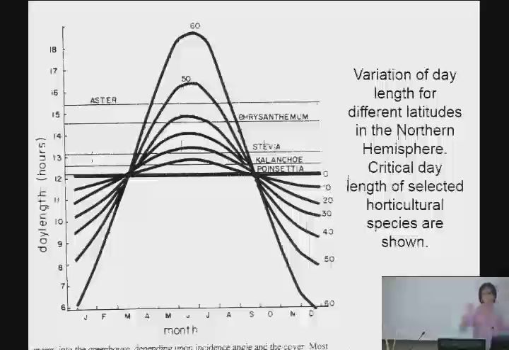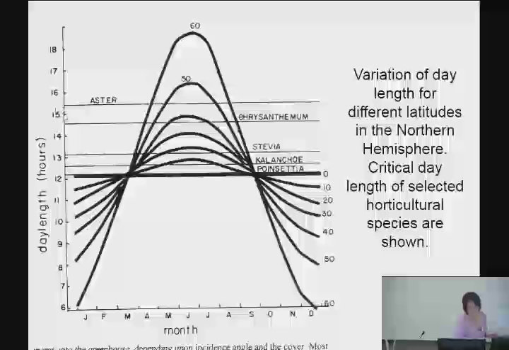So this one is all short day plants response, and the horizontal bar is the critical photoperiod of different species: aster, chrysanthemum, stevia, kalanchoe, poinsettia. So the poinsettia's critical photoperiod, this is a short day plant, is 12 hours 15 minutes or so. Kalanchoe is 12 hours and 30 minutes. The long one is aster, 15 and a half hours. So it depends on the species, okay?